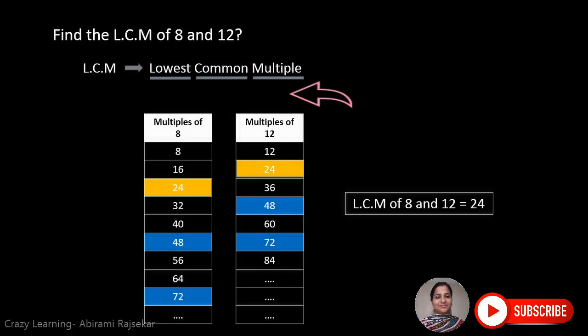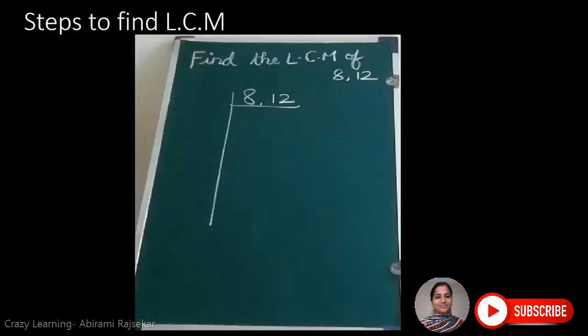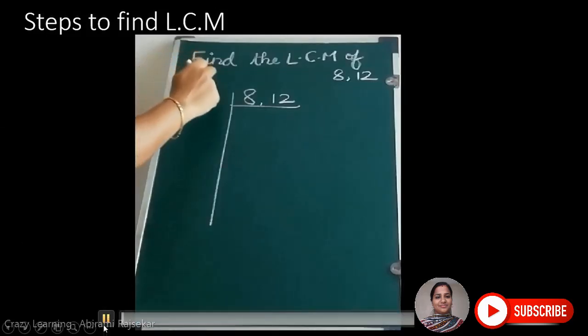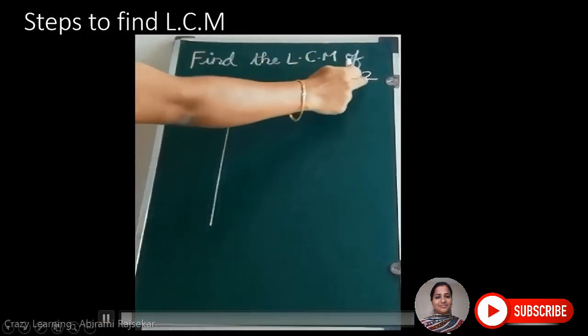So friends, now we have understood what is meant by LCM. LCM is the lowest common multiple of the particular two numbers. Now we will move on to the procedural steps involved in finding it. Steps to find LCM. Now let's find the LCM of 8 and 12.